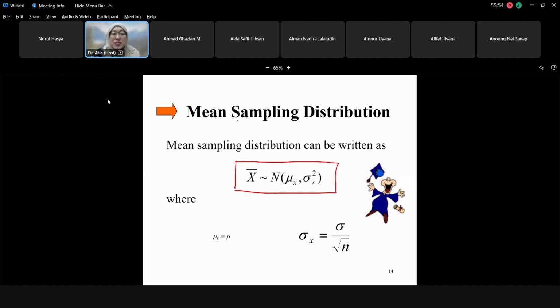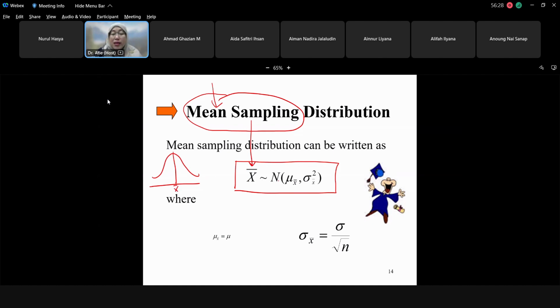So this is what we call the mean sampling distribution. Mean sampling means the mean for the sample distribution. Why is it called mean? I will explain in a few minutes. But the X bar, mean sampling, that's the reason we call it the mean for the sample, because it must be at the center when we are using the sample distribution.